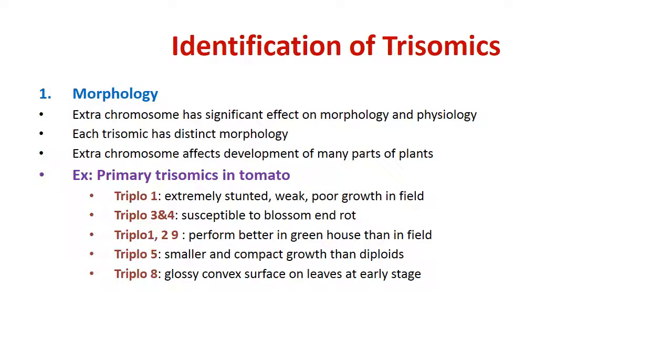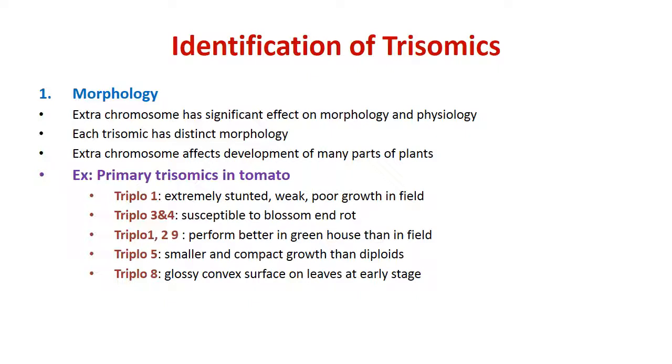Identification of trisomics by their morphology, like extra chromosome has significant effect on morphology and physiology. Each trisomic has distinct morphology. Extra chromosome affects development of many parts of plants. Example, primary trisomics in tomato. Triplo 1 means extremely stunted, weak, poor growth in field. Triplo 3 and 4 means susceptible to blossom and drought.